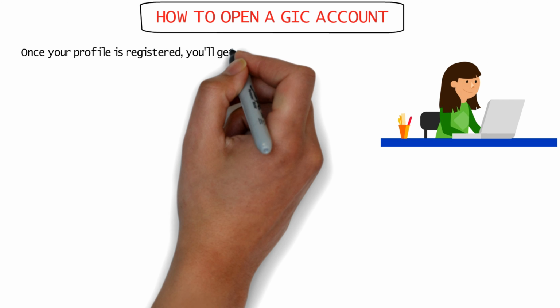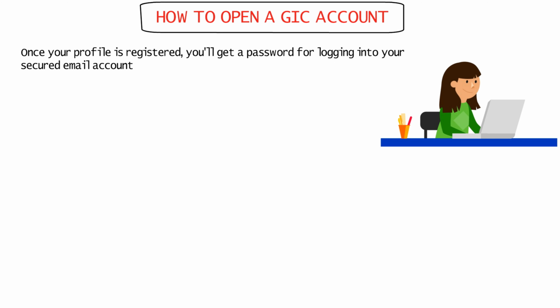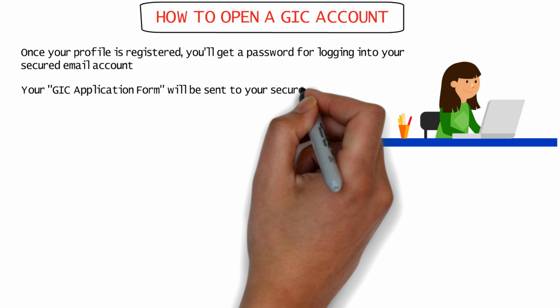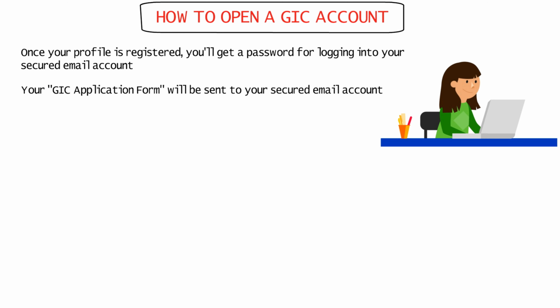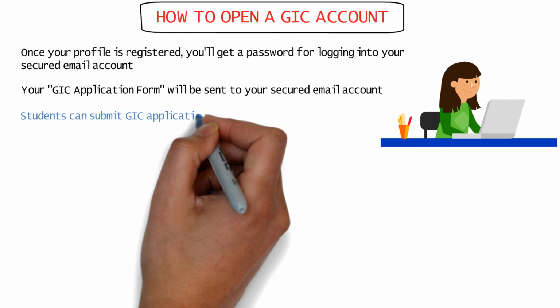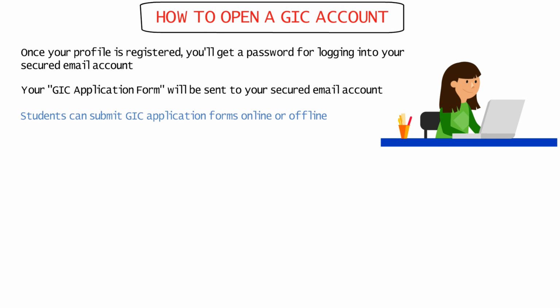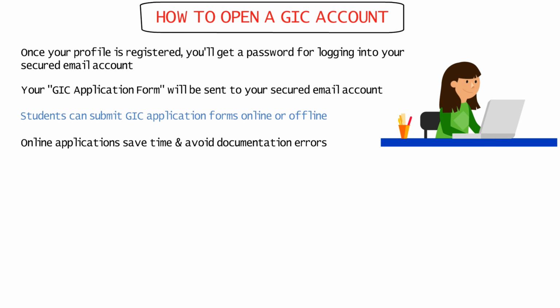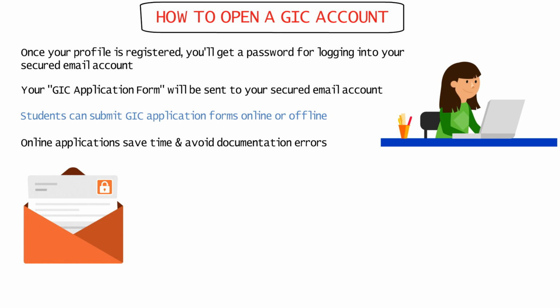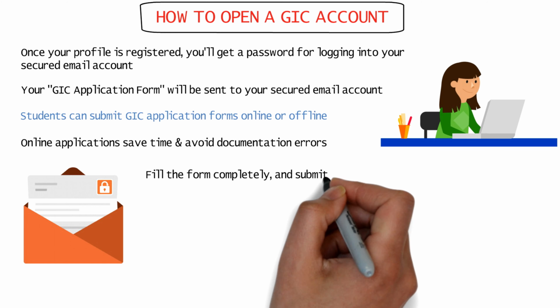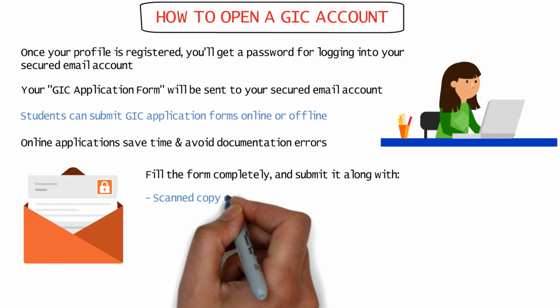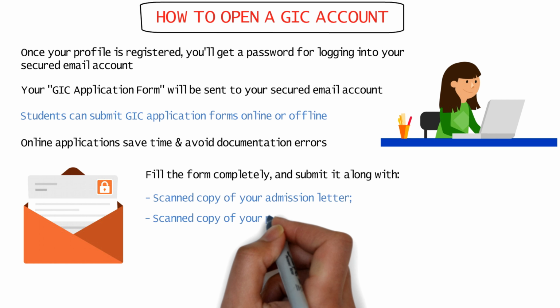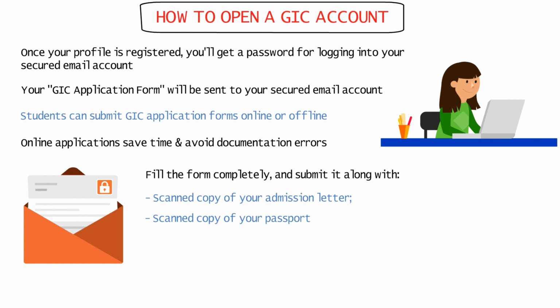Once you're registered, you'll get a password using which you can log into your secure email account. The GIC application form will be sent to your secured email account. Students can submit the student GIC program application form online or offline. I would recommend the online mode in order to save time and avoid documentation errors. For the online mode, you must fill in the form completely and submit it along with a scanned copy of your admission letter and passport online via the bank's secure email account that's been created for you.